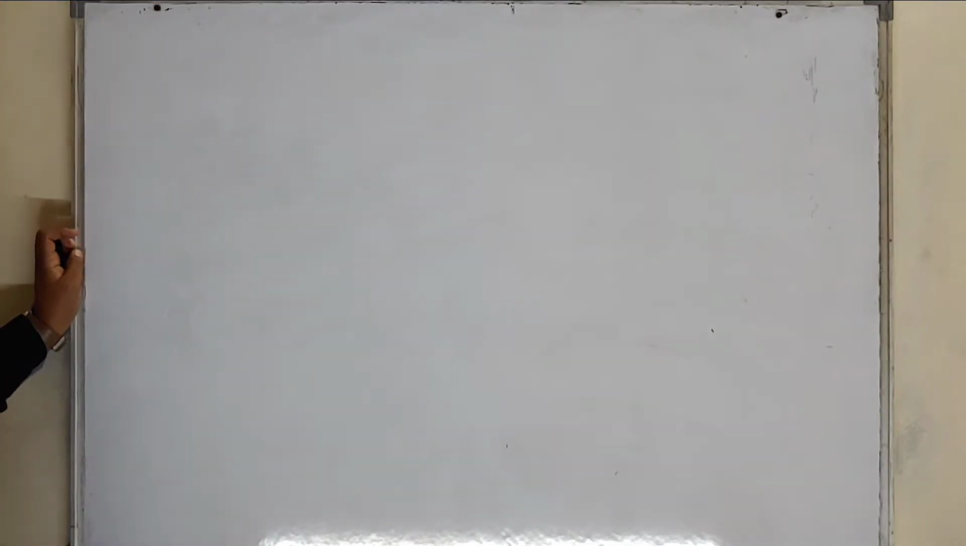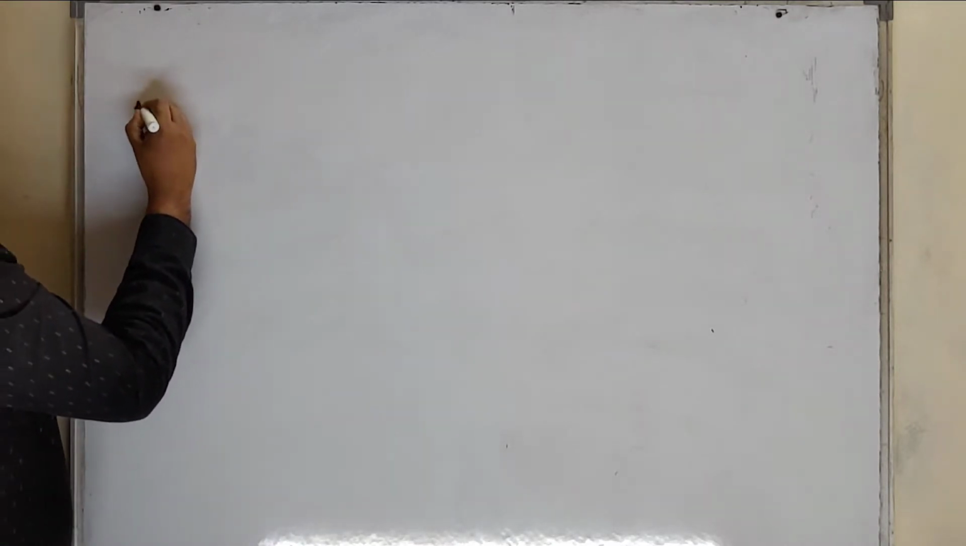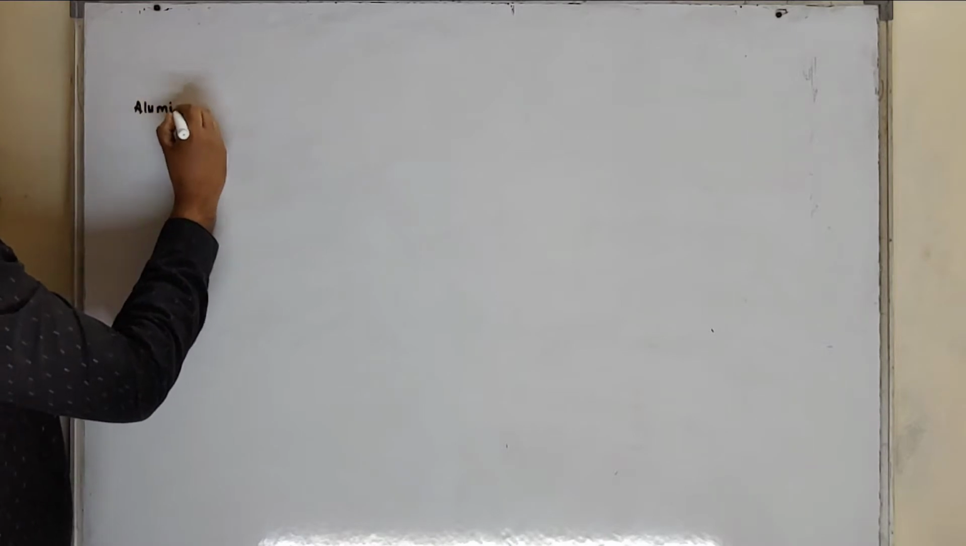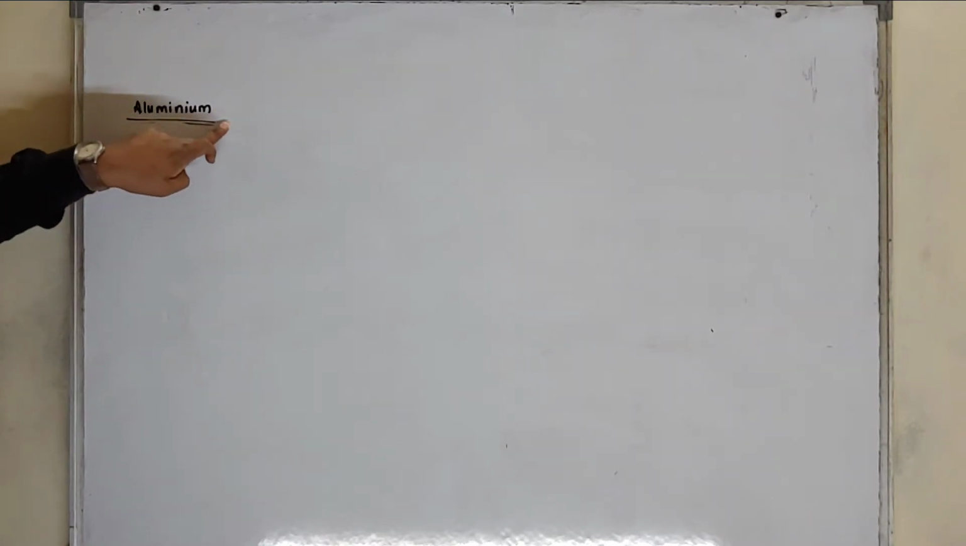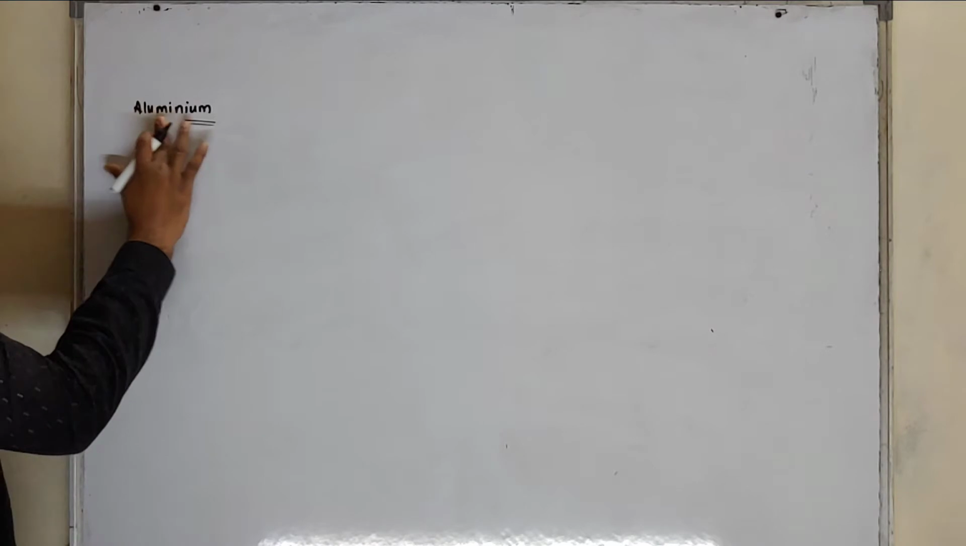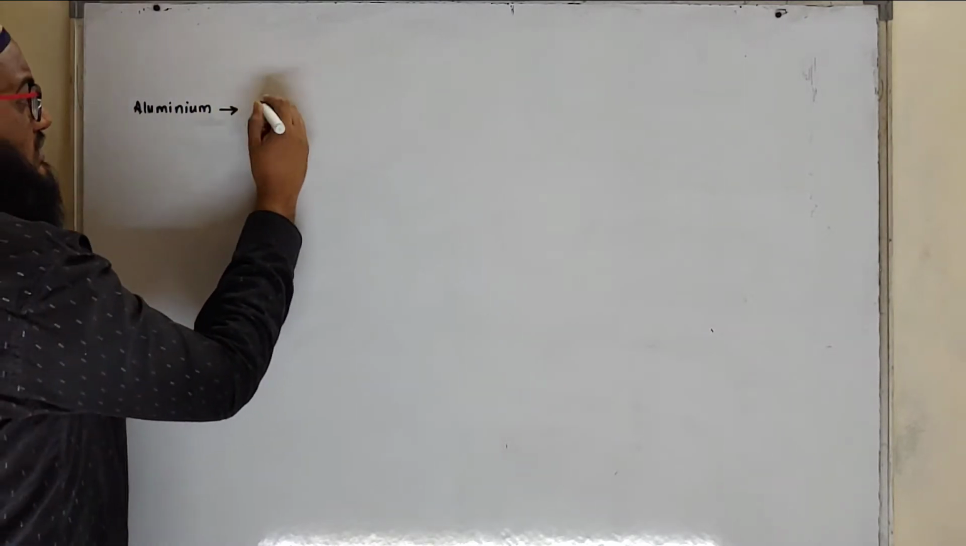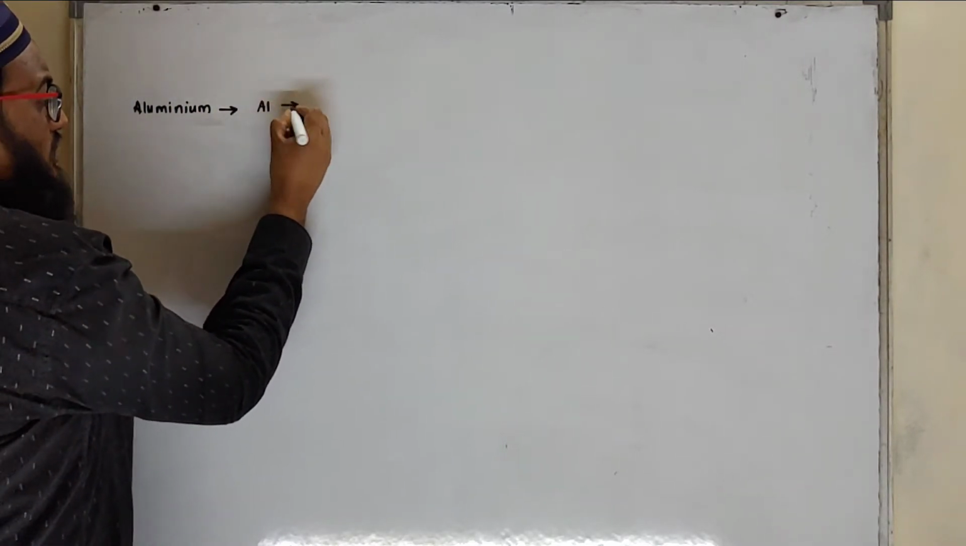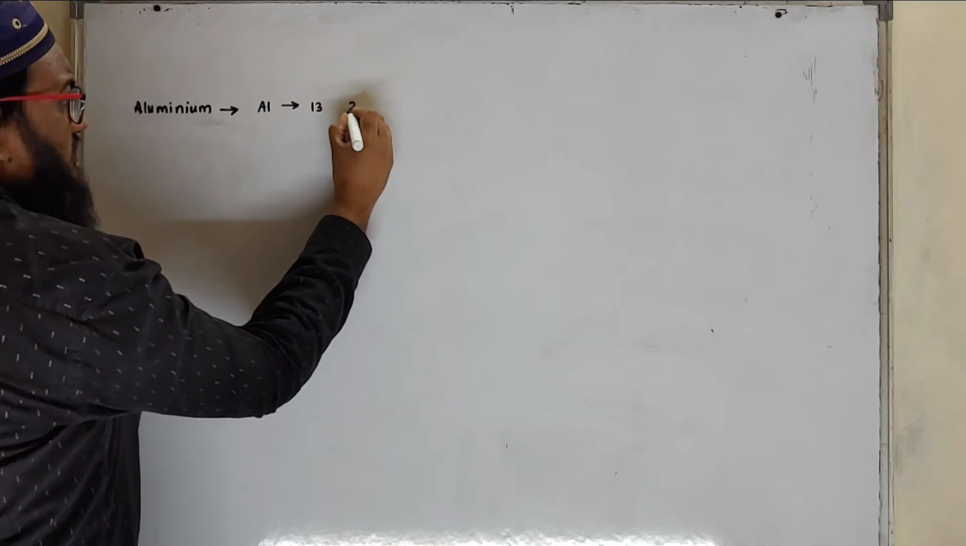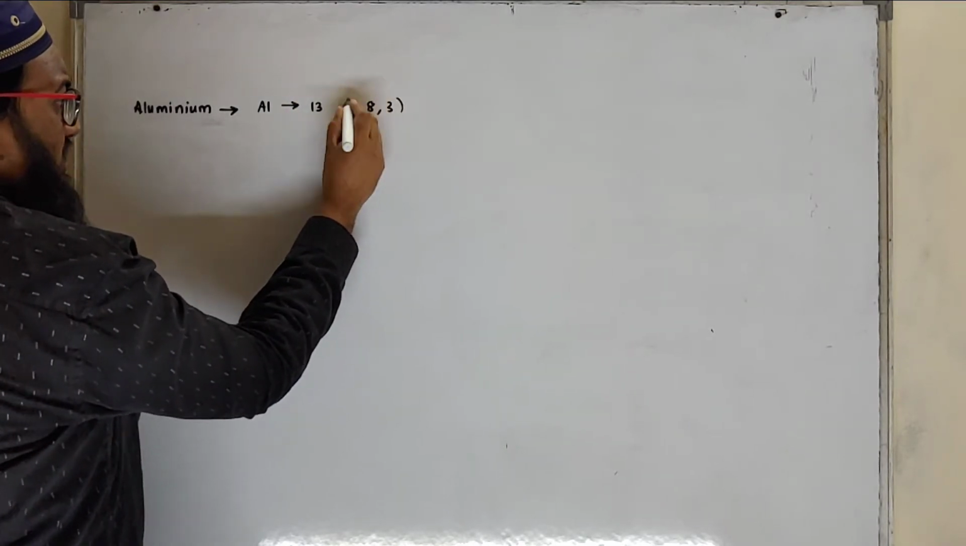Now what is Bayer's process? We'll study in detail. Firstly, aluminium is the third most abundant element in the Earth's crust after oxygen and silicon. Aluminium, its symbol is Al. Atomic number is 13. Electronic configuration 2, 8, 3.